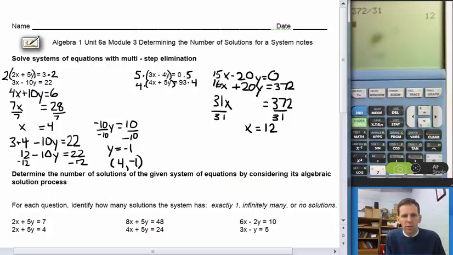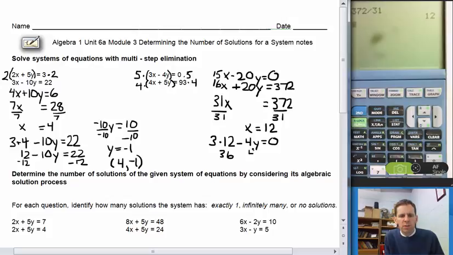We're going to substitute 12 into either one of these equations. You can even plug it into one of the original equations. I kind of like that. I'm going to choose this first one right here, 3x minus 4y equals 0. I'm going to substitute 12 in for the x. It'll be 3 times 12 minus 4y equals 0, and we'll see what we get for y.